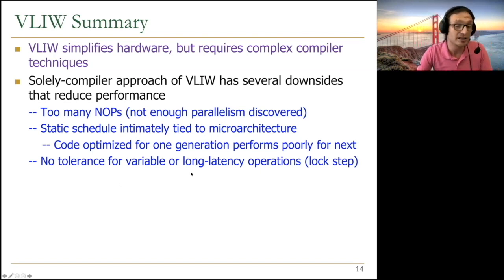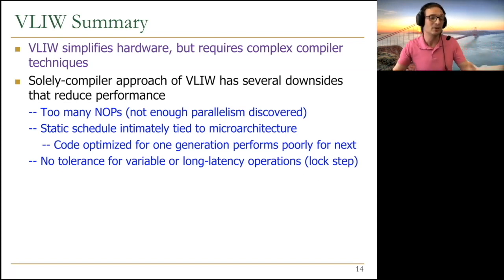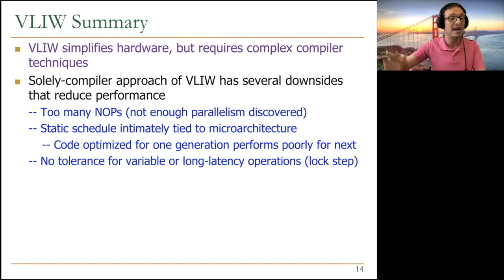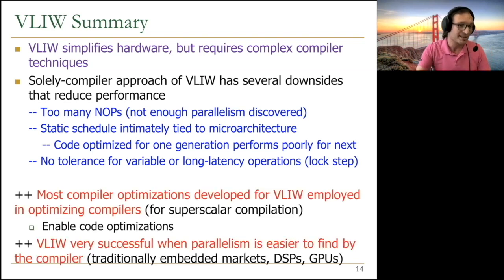And there's no tolerance for variable or long latency operations because of this lockstep nature. So it doesn't have the beauty of data flow or out-of-order execution in basically executing instructions in parallel while you're waiting for some other instructions, right? So these are the downsides, but there are two big upsides, basically. And the big upsides are most compiler optimizations developed for VLIW are actually employed in optimizing compilers today.